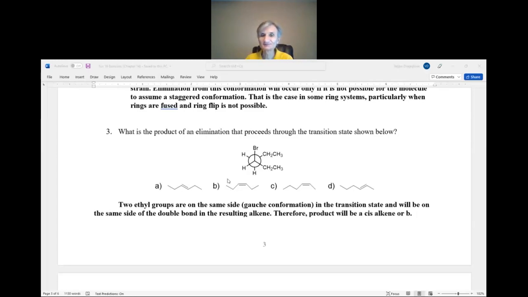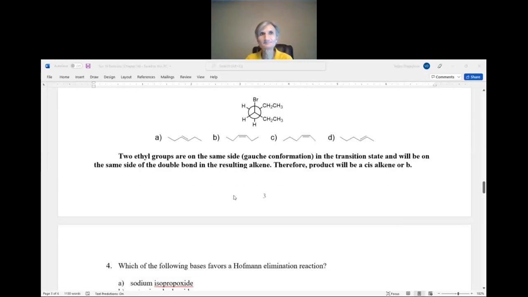So which one is correct? Well, we can see that as the pi bond forms through breaking of the carbon-bromine and carbon-hydrogen bonds, 2 substituents end up on the same side. That's cis, which means that B is the correct answer. So 3B.